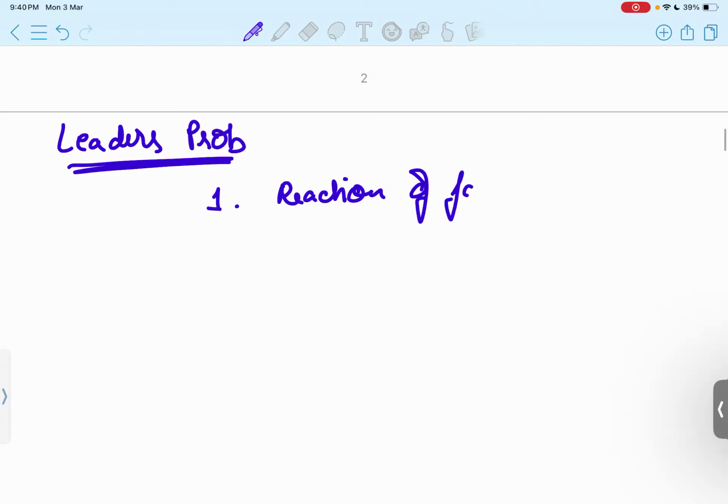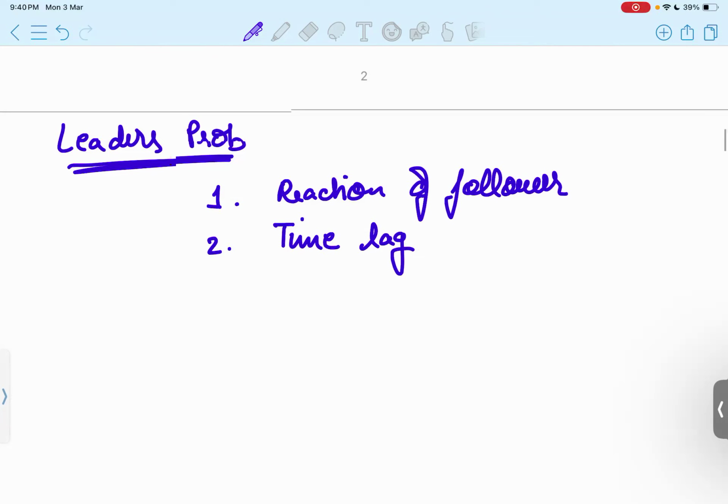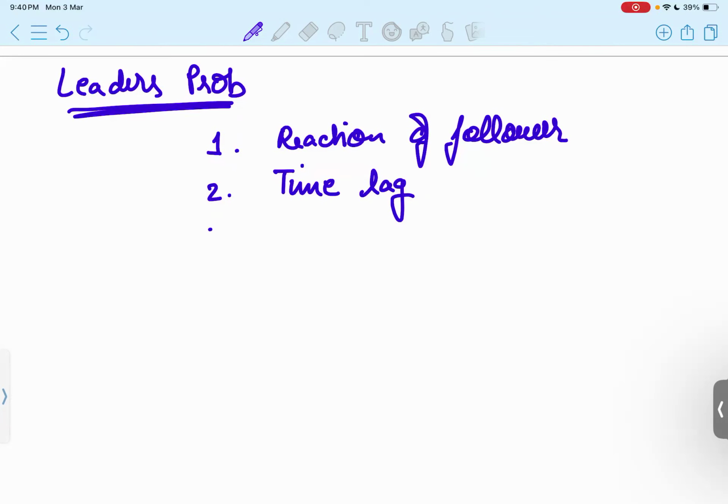Reaction of the follower is uncertain. Second, the time lag is again uncertain. At what point of time and what is going to be the nature of the reaction of the follower is again another challenge. And if the leader is setting a price which is very high for the follower firm, the chances of undercutting increase.